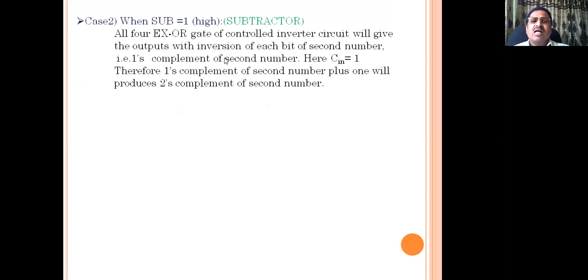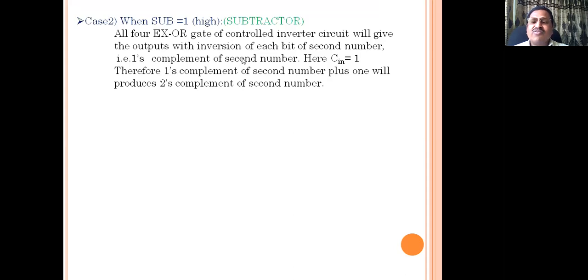Exactly the opposite case: when the sub input is held at logic 1 or high, the circuit will work as a subtractor. Let's see how it is. All 4 XOR gates, because one input is at logic 1, will work as inverters and give the output with inversion of each bit of the second number. That means B3 will be given as B3 bar, B2 as B2 bar, B1 as B1 bar, B0 as B0 bar.